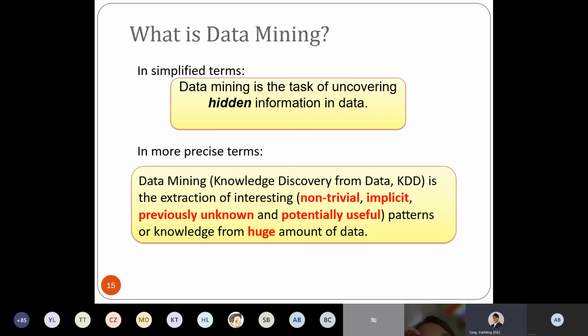Besides finding out the hidden information, usually we talk about finding those information from huge amounts of data. If there's only a small amount of data, there's nothing to talk about because it's very easy for you to find out the answer. So when talk about the data mining, there are two major issues. One is the hidden pattern, another one is a huge amount of data.